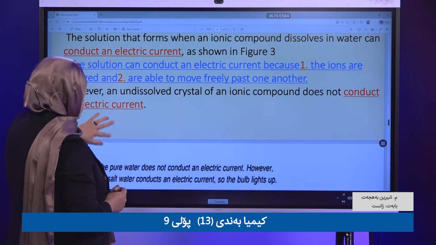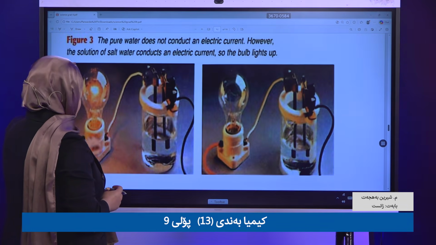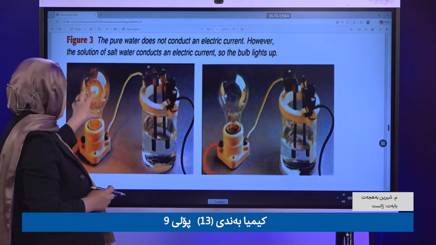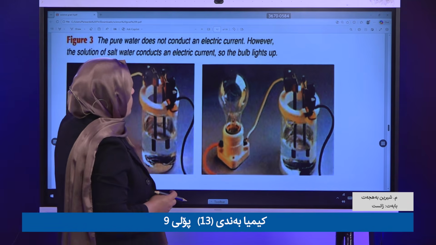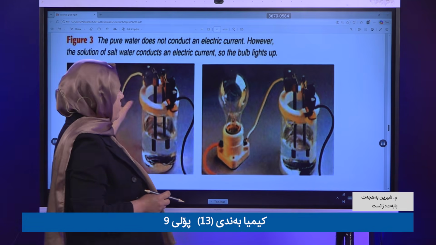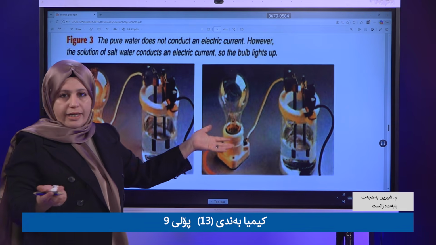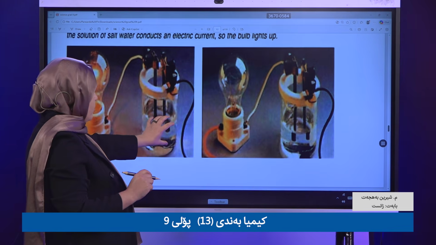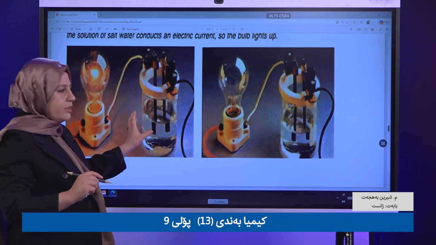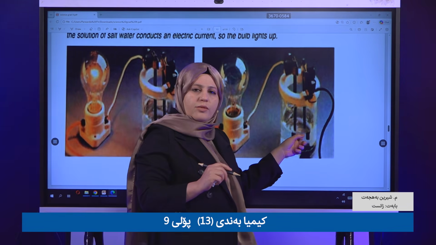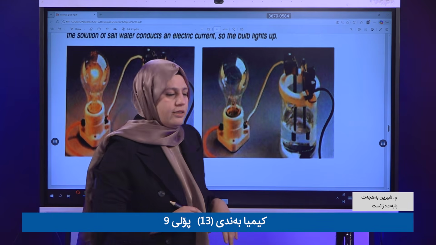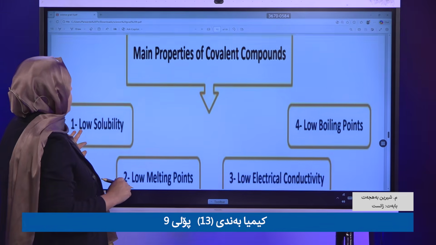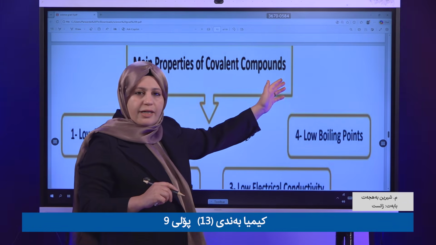Okay, look at this picture. It's very important. Compare between them. The first one, it is what? The bulb starts to light up. And the other one, it's not. Why? Because this liquid is a combination of salt and water. But this one, it is what? Only pure water. That's why there is no charge. Clear? Let's go to another main property of covalent compounds.